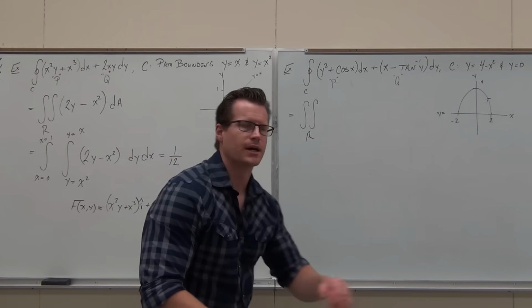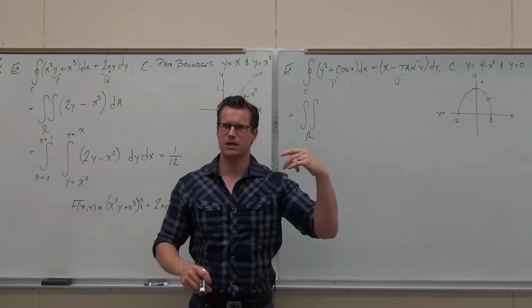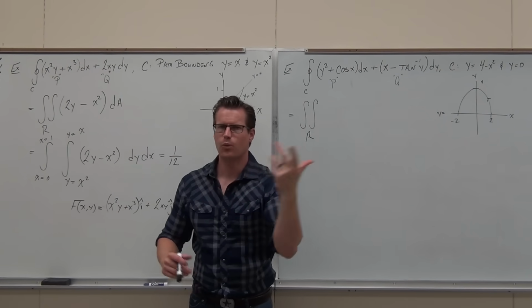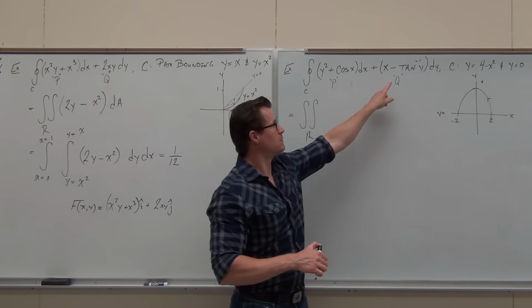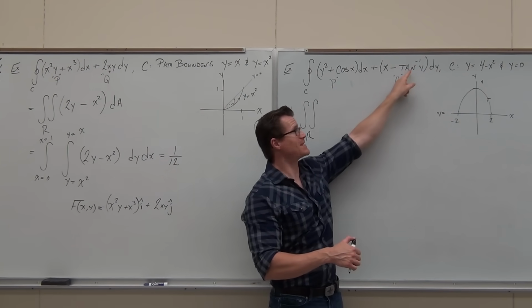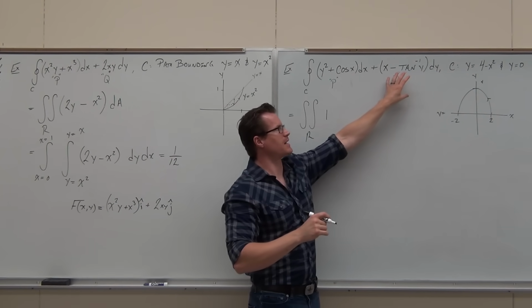Can you tell me what the first part is? Tell me where I get the first part, and then tell me what it is. What should I get? 1. Why? How do I get it? Partial Q with respect to X. X. That's great. That means it doesn't even matter. I love that. It's just 1. Partial derivative of Q with respect to X is 1.